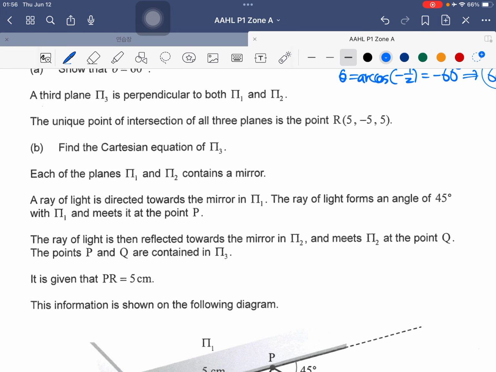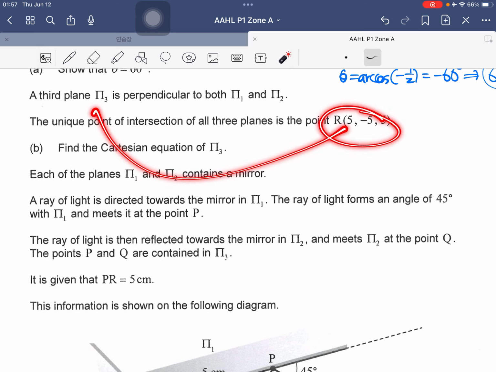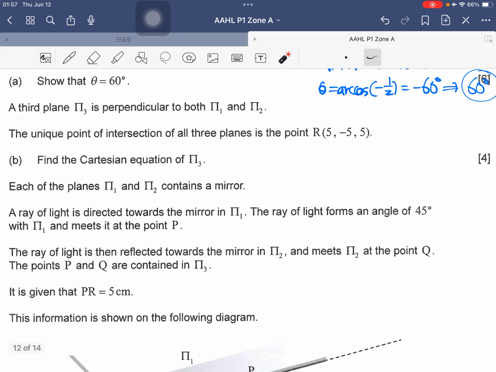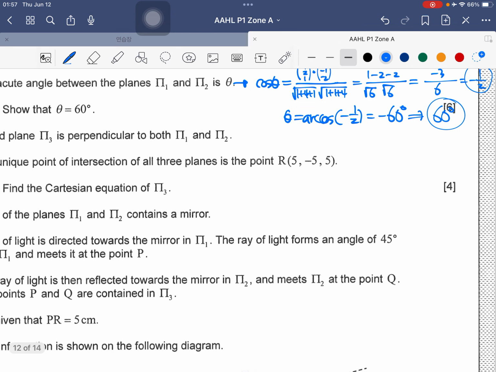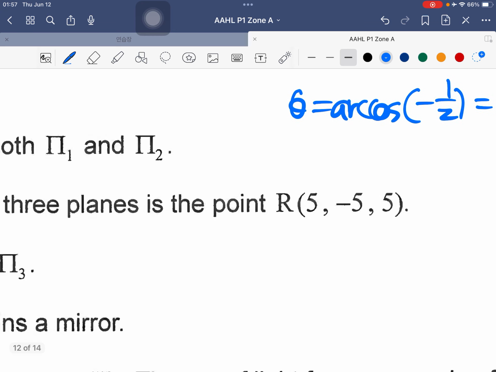The third plane pi 3 is perpendicular to both pi 1 and pi 2, and there is one unique point of intersection of all three planes, which is (5, -5, 5). So point R is on all three planes, which also means this point R is on pi 3. The one point is given and the perpendicularity to the two planes will give us a normal vector for pi 3, right?